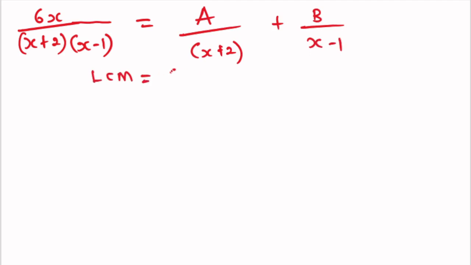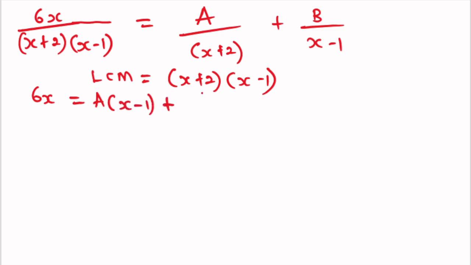Our LCM is the denominator, which is (x + 2)(x - 1). Now (x + 2)(x - 1) divided by (x + 2)(x - 1) is 1. 1 times 6x, we'll have 6x equal to (x + 2)(x - 1) divided by (x + 2), we'll have (x - 1) times A, which gives us A(x - 1), plus (x + 2)(x - 1) divided by (x - 1). We are left with (x + 2) times B, which gives us B(x + 2).